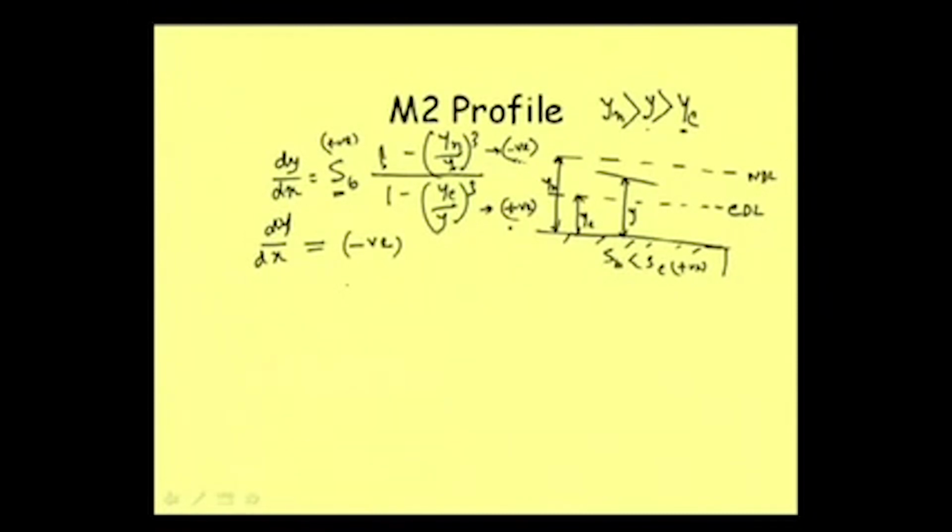So dy/dx negative implies that the profile is a falling profile. Depth y is decreasing with respect to x. x means the direction of flow, so with the direction of flow the depth is decreasing, and that is why I can now draw this profile more confidently like this.